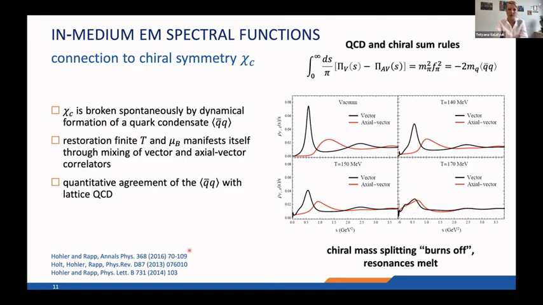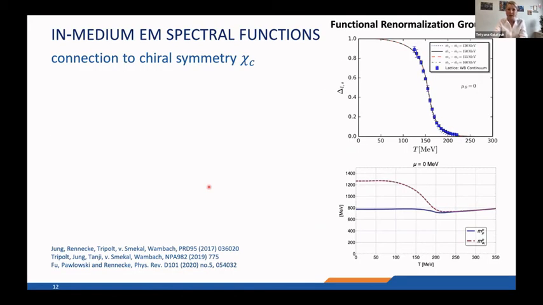In addition, with this type of spectral function, one can nicely connect to the expectation value of the chiral condensate by looking at the moments of the differences between the vector and axial vector spectral functions. And Arno nicely showed us that, indeed, if you also use the functional renormalization group, you see very similar effects. In the vacuum, there is a clear mass split between the vector and axial vector particles, which disappears as a function of temperature. And this goes in line with the depletion of the chiral condensate, which I showed you on top there.